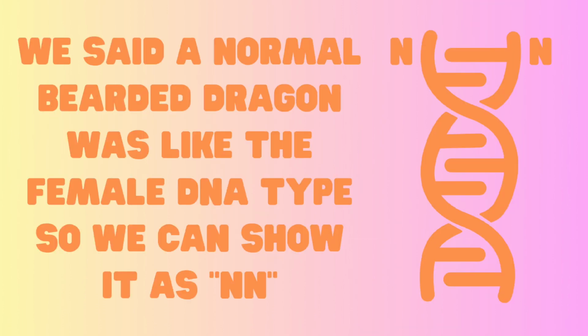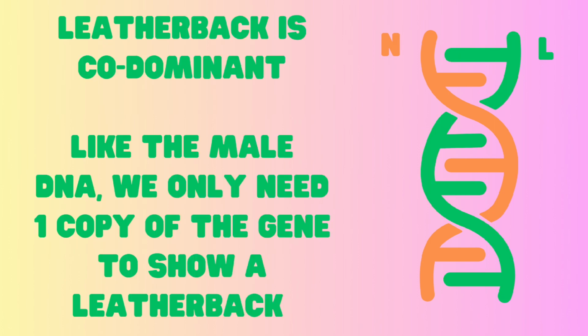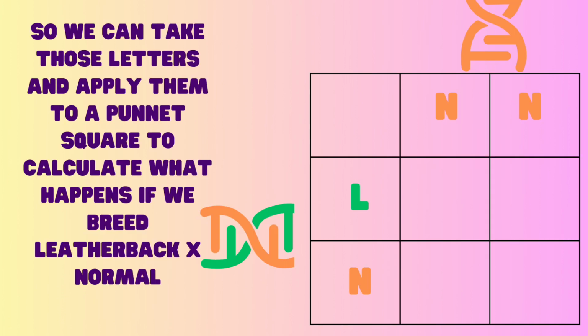So if you remember, we said normal bearded dragon was kind of like the female DNA type, so we can show it as an NN. We said leatherback is codominant, so like the male DNA, we only need 1 copy of the gene to show as a leatherback. So instead of XY, we're going to show that as NL, L being the leatherback gene. So we can take those letters and apply them to a Punnett square once again to see what happens if we breed a leatherback to a normal.